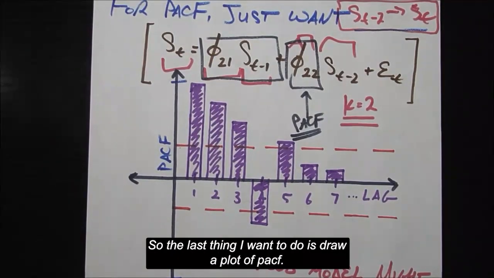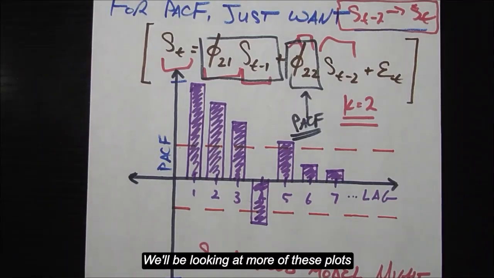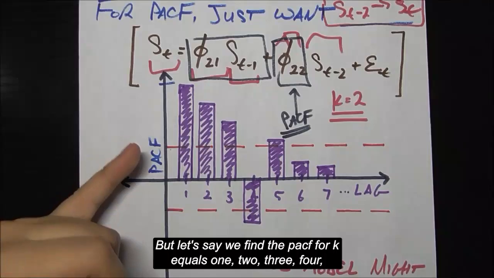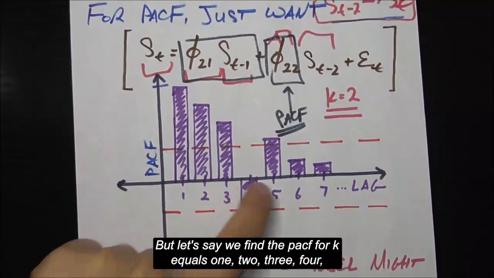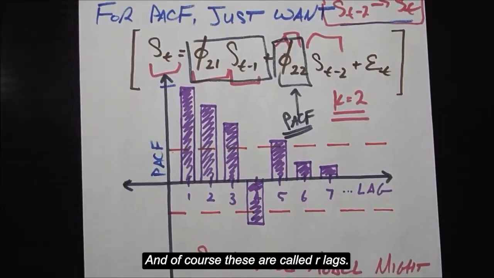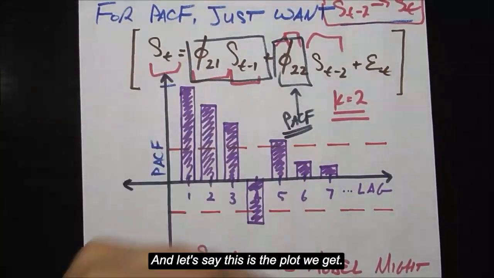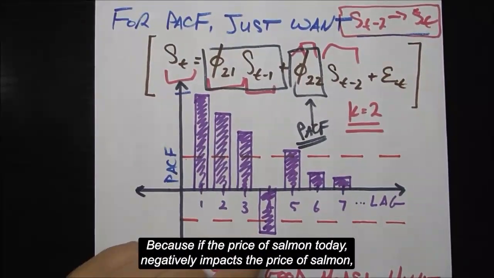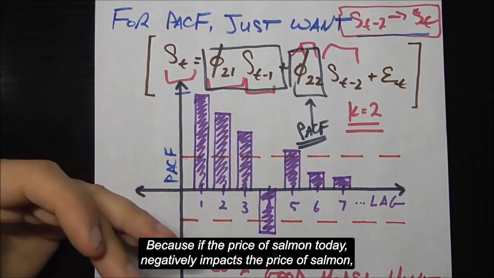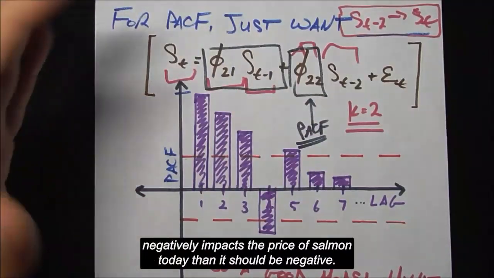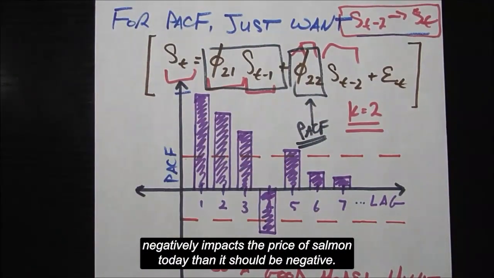So the last thing I want to do is draw a plot of PACF. We'll be looking at more of these plots in the future as we do more time series type videos. But let's say we find the PACF for k equals 1, 2, 3, 4, 5, 6, 7, on and on and on. And of course these are called our lags. And let's say this is the plot we get. Of course PACF can be negative, right? Because if the price of salmon 2 months ago negatively impacts the price of salmon today, then it should be negative.